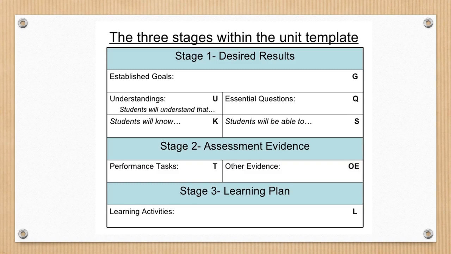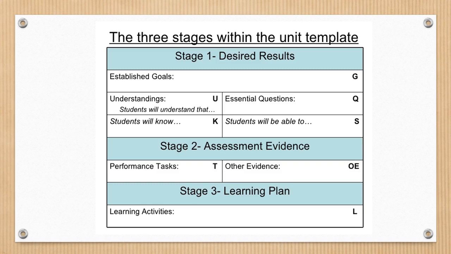But for the first stage, they use G for goals, so every time you are marking something and it's a goal, you could put the G beside it. U for understanding, asking that question or the statement. Students will understand that. Q for the essential questions. K, what knowledge will the students have? Students will know. S, what skills will they have? Students will be able to.